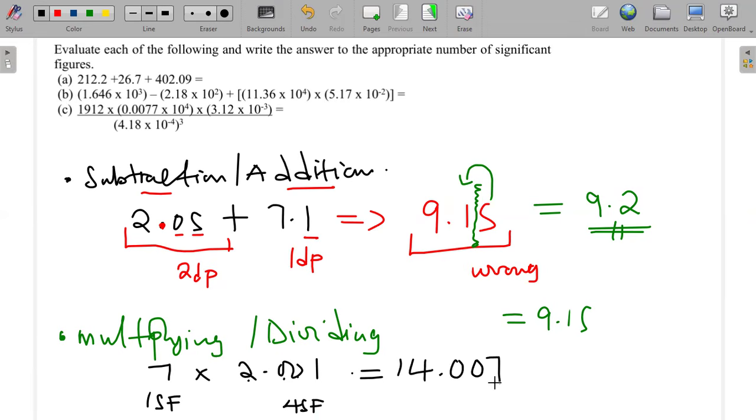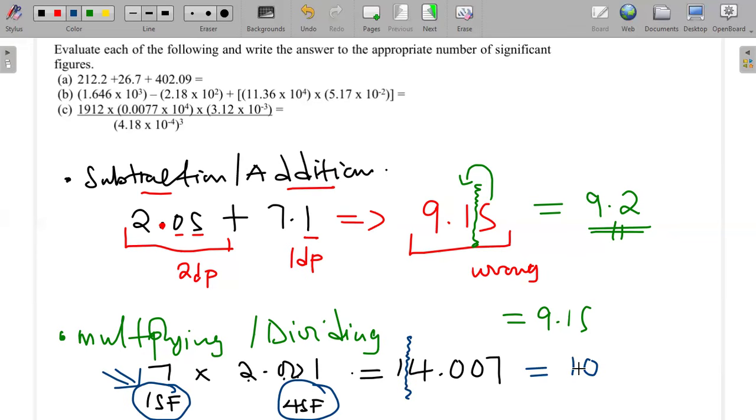14.007. Okay, but the rule says that when you multiply or divide two numbers, the answer should have the same number of significant figures as the number that had the least. So here I have to round this off to have one significant figure, because this one had just 1, this one had 4. So the answer should follow the one with the smallest number of significant figures. So here I'm going to round this off from there. So the answer there will just be 10 without any point, so that the number of significant figures there is just 1.